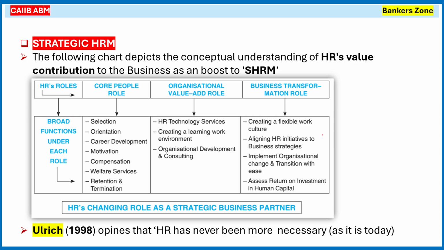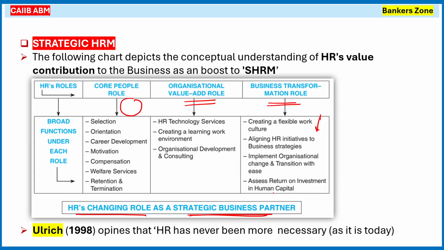Okay, what HR's role is in the case of strategic HRM. Core people means only with respect to the people. Organizational value addition means something new, right? Creating a better work environment. Business transformation means aligning the business objectives in line with HR. So HR's changing role is as a strategic business partner.